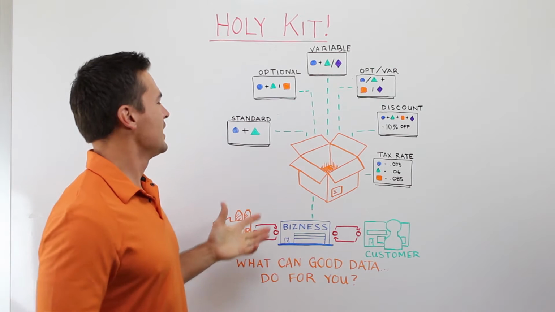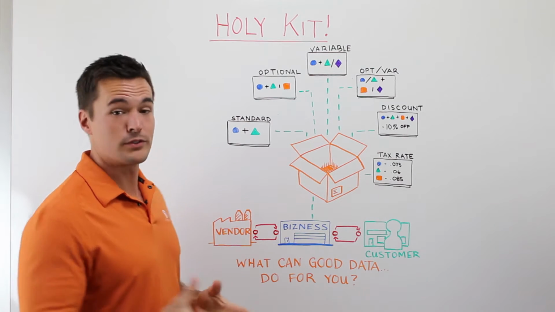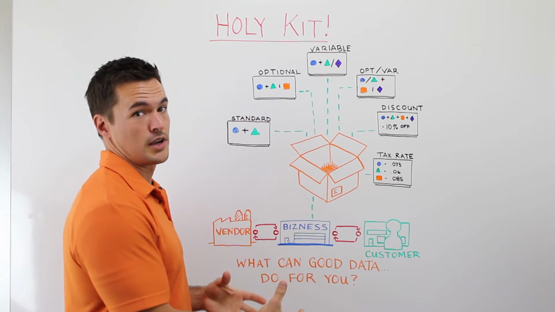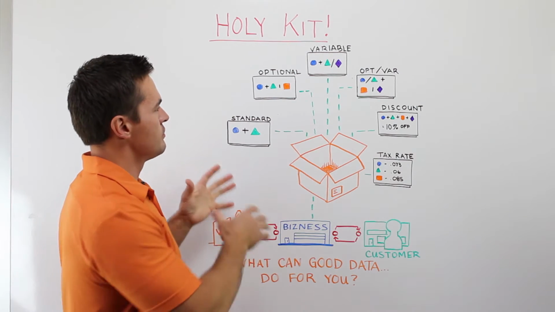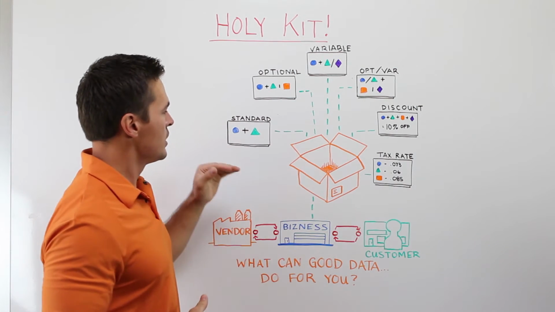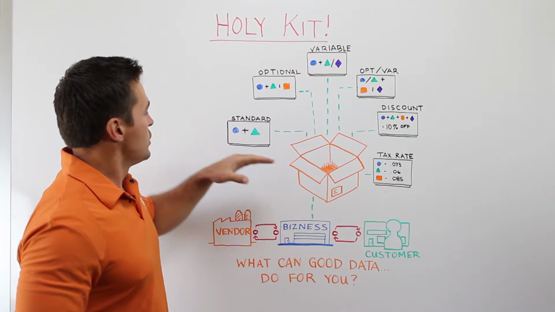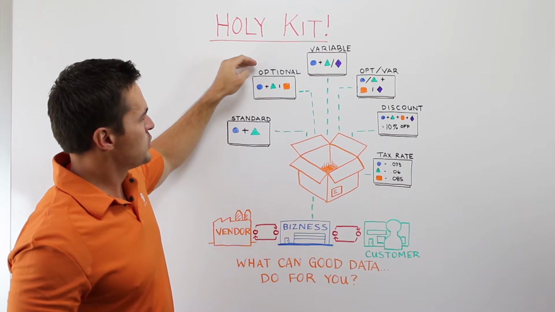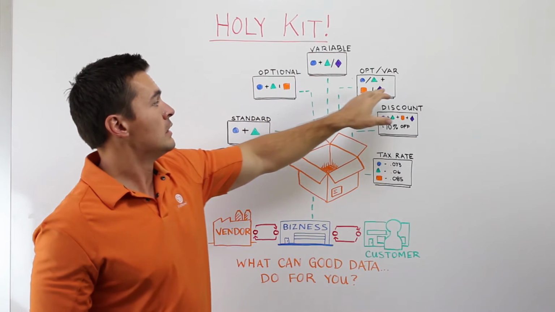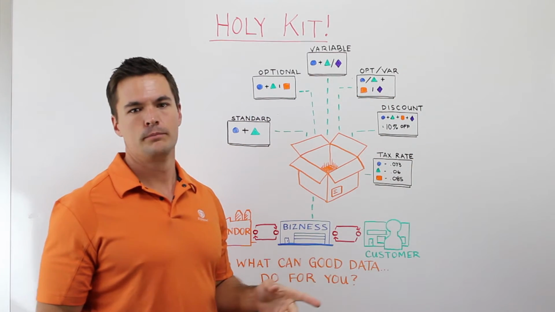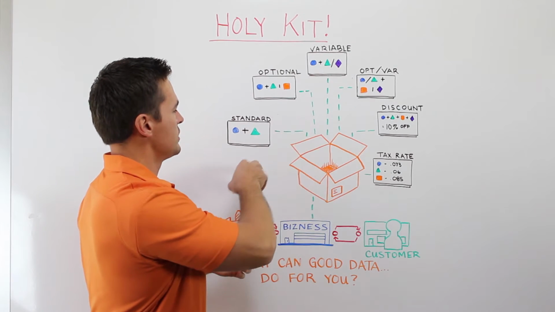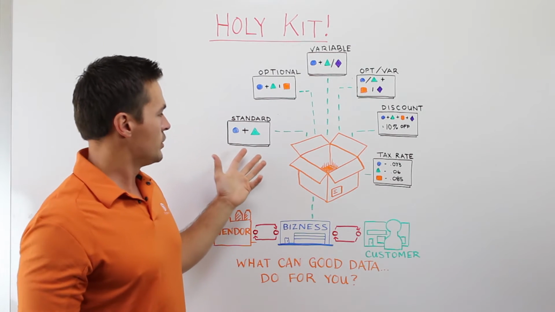Today we're going to talk about kitting and what that means for your business, what it means for your potential customers, and some of the options that we can go through. So let's start with just a few of the available options as it relates to kitting. You have standard, optional, variable, discount, and tax rate.